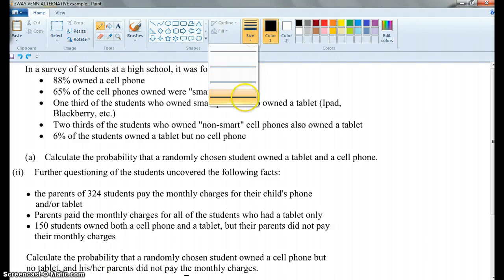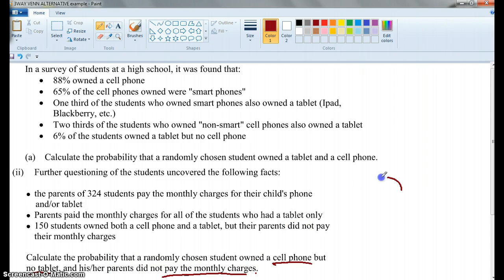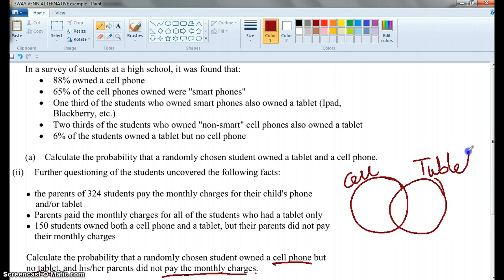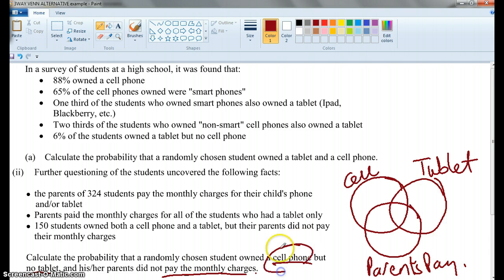Okay, what my hint is here is: calculate the probability that a randomly selected student owned a cell phone but no tablet, and his or her parents did not pay monthly charges. So here we're going to have cell, here we're going to have tablet, and here we're going to have parents pay. Okay, so I've got those from cell phone, tablets, and parents pay.